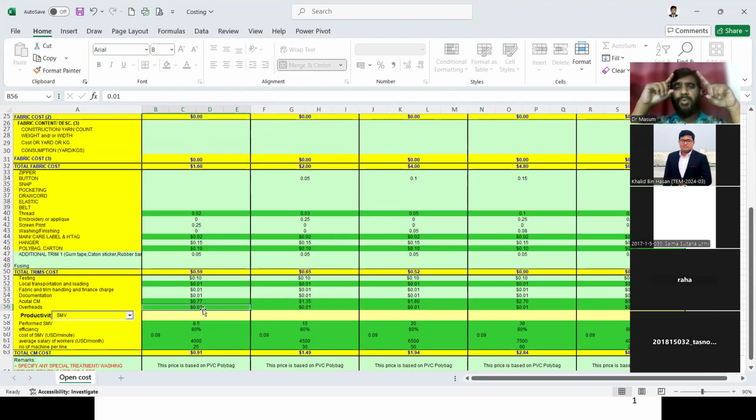So cost can be product cost, period cost. Cost can be manufacturing cost, non-manufacturing cost. Cost can be non-operating cost and operating cost. So operating cost, period cost, and non-manufacturing costs are the same. And product cost and manufacturing cost are the same.